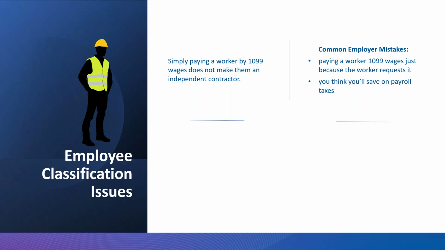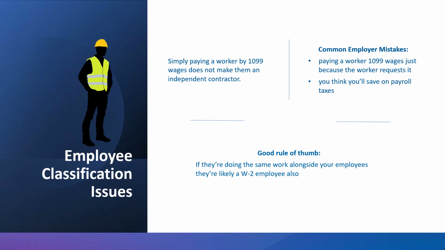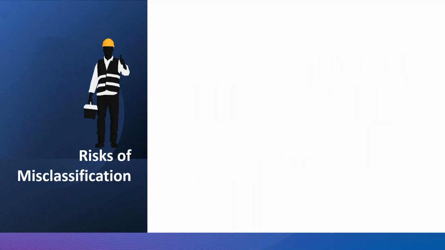So the common mistake that employers make is one of two. It's either you think you're going to save a lot of time and money on taxes and not have to deal with the employee stuff, or the employee themselves request to be paid as a 1099 for kind of the same reason. They think it's just going to save them some taxes. That's not true. The rule of thumb is if they're doing the same work alongside your employees, then they are W-2s. In other words, if they walk, look, and quack like a duck, they're a duck.